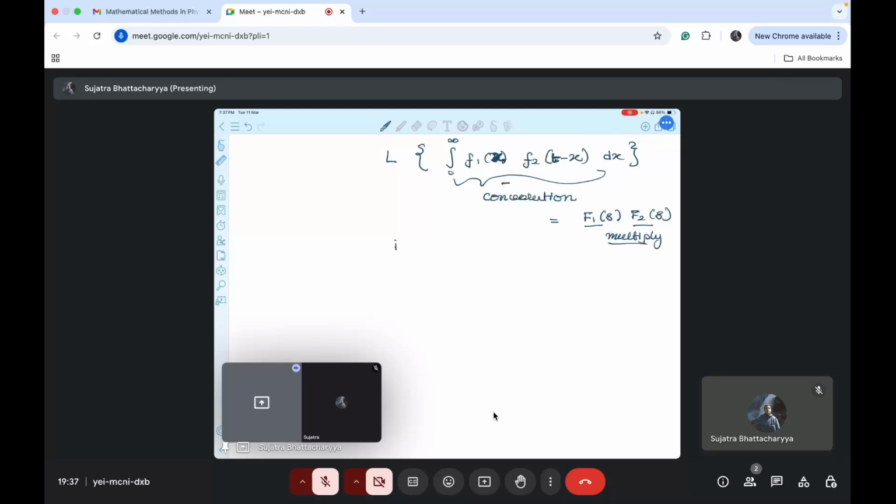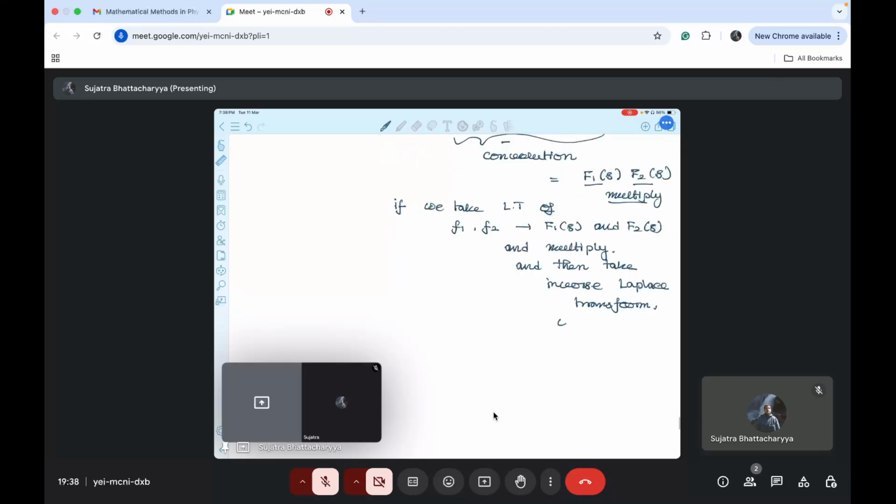So if we take the Laplace transform of f1, f2 as F1(s) and F2(s), and multiply, and then take the inverse Laplace transform, we get the actual convolution.